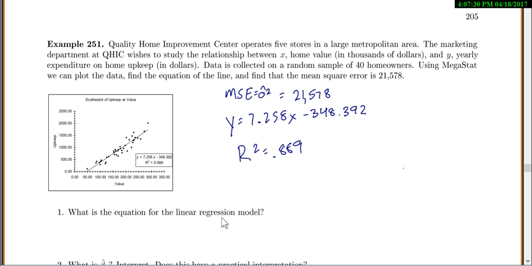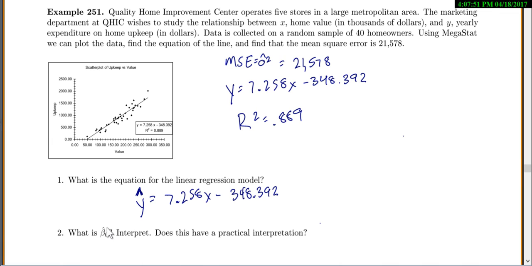0.889. Okay, so first, what's the equation for our linear regression model? Well, just y, and now we put a hat on in this class to remind ourselves that this is estimated from the sample data. y hat equals 7.258x minus 348.392.